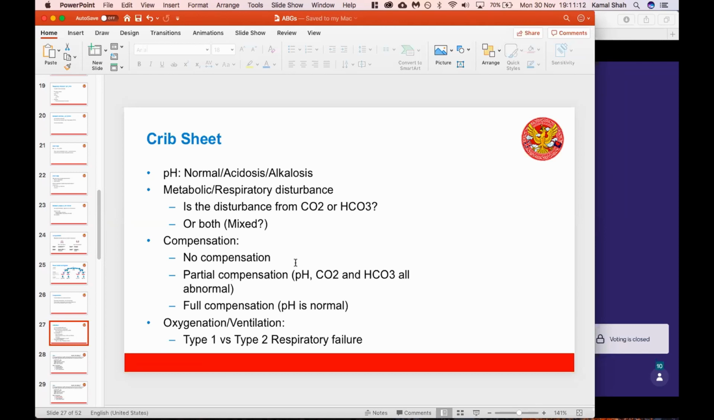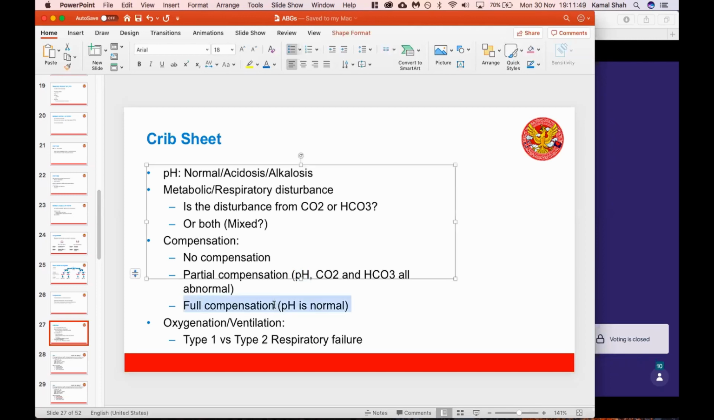And compensation. So do we have any compensations? If we had no compensation, say for example, we had a respiratory acidosis, okay, if we have no compensation, the bicarbonate will be completely normal. If we've got partial compensation, everything will be abnormal. Okay, because the CO2 and the bicarbonate will be trying to counteract each other. And the pH will be abnormal as well because the body hasn't quite managed to correct the pH. And if it's fully compensated, the pH will be completely normal.